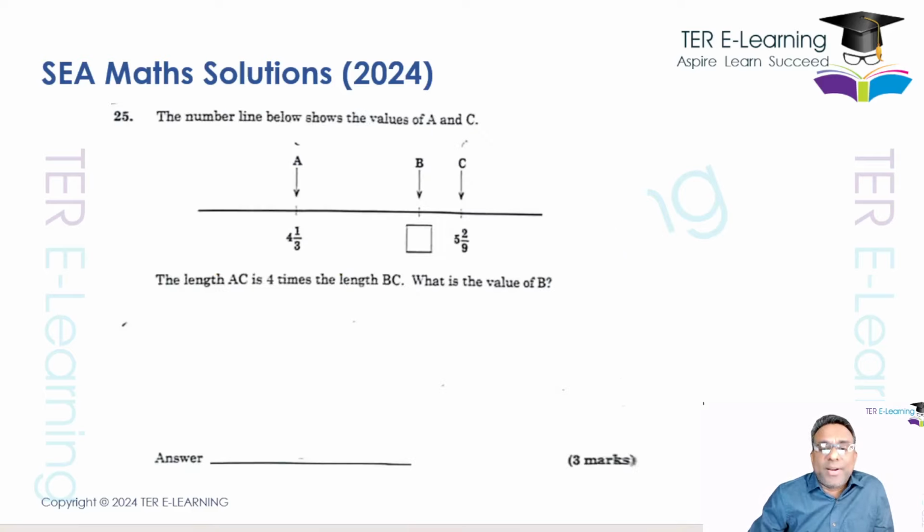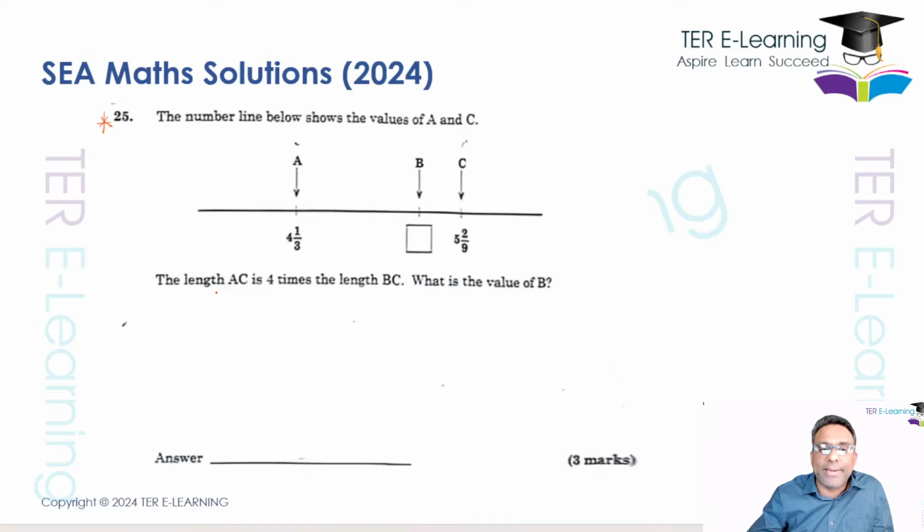Right? So this is 25. So to be honest, this paper, as far as I can tell, was way easier than the 2023 paper, right? This question here was probably the most difficult question in the entire paper, right? So here's what's happening here.